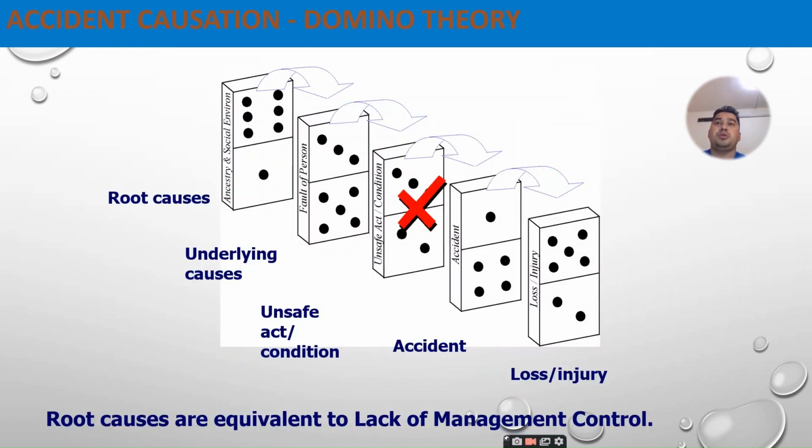Now, accident cause and domino theory. As we know, the domino theory goes: root causes, underlying causes, unsafe acts and conditions, accident, loss, injury. So one of these is a root cause. When one falls down, everything will fall down. So that is the domino theory. Root causes are equivalent to lack of management control.